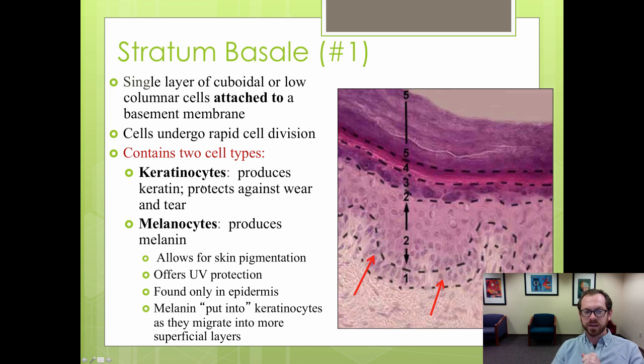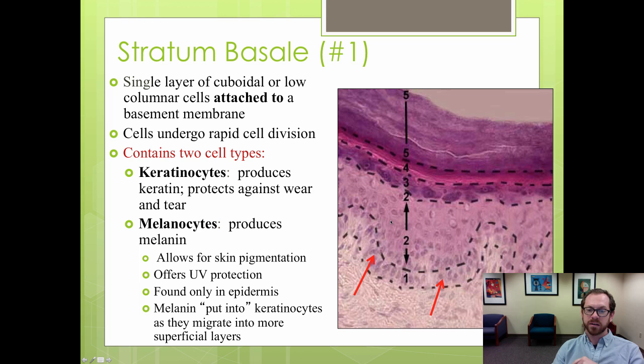Melanocytes differ from keratinocytes because keratinocytes are going to gradually migrate superficially, but melanocytes are not going to do that. They're going to stay in the stratum basale. So basically what happens here is the melanocytes produce melanin at the stratum basale, and then those get added to keratinocytes. And so these keratinocytes are going to contain keratin, but also melanin.